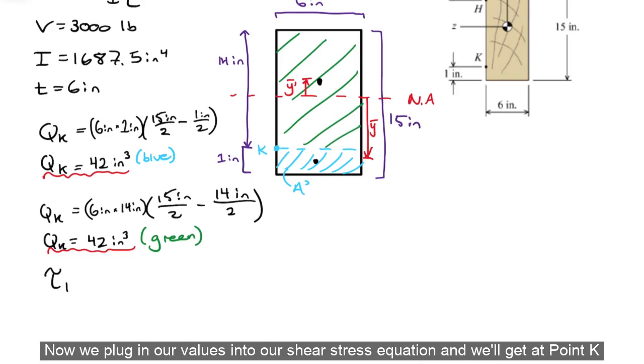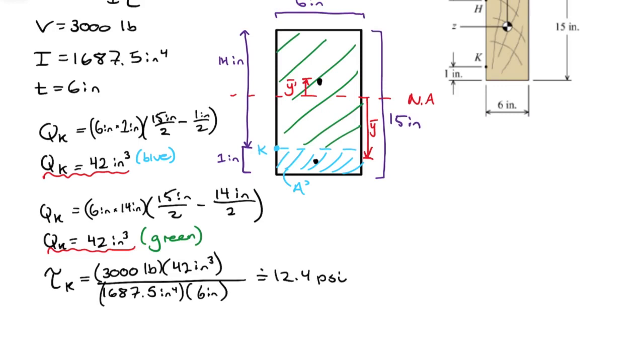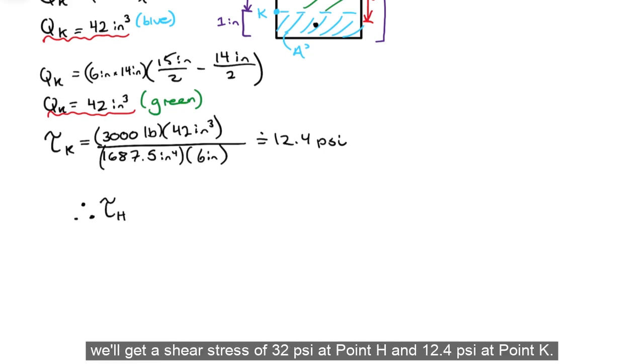Now we plug our values into our shear stress equation, and we'll get that at point K, the shear stress is 12.4 pounds per inch squared. To summarize our answers, we'll get a shear stress of 32 psi at point H and 12.4 psi at point K.